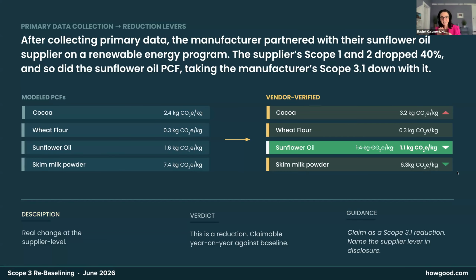And notice, you can't even claim this reduction unless you've done the work in year 1 to establish a vendor-verified baseline for that supplier. The methodology work that you've done in year 1 is what unlocks the credible reduction story in year 2. So when someone in your organization is asking, why are you investing in supplier engagement before you have a reduction story to show? This is the answer. The reduction story doesn't even exist until the data does.